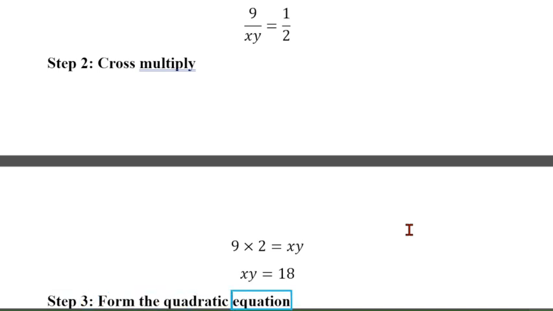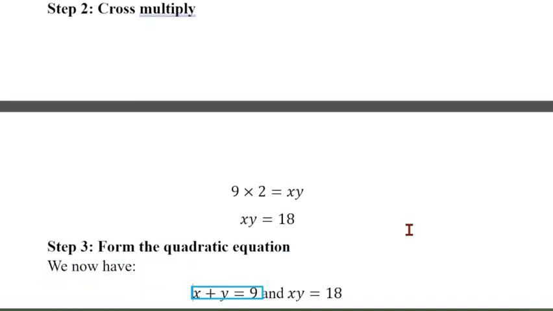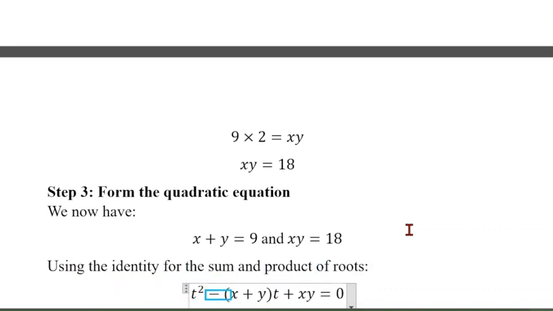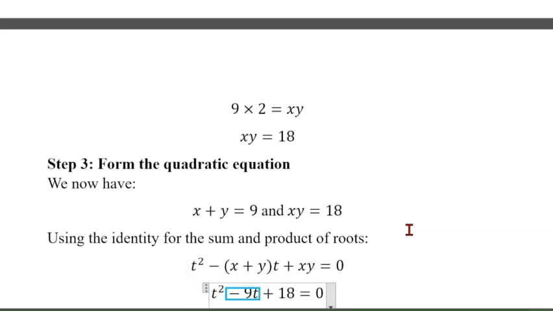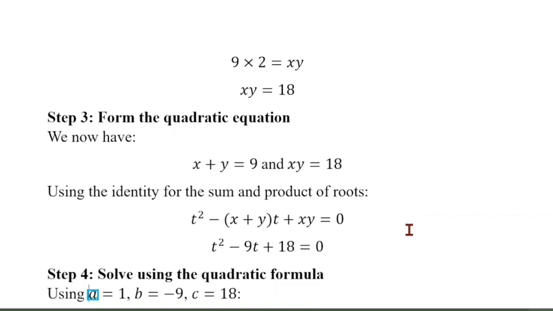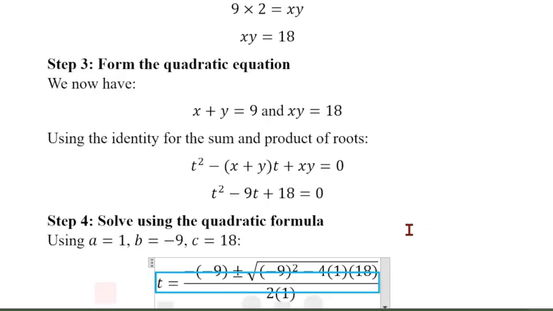Step 3. Form the quadratic equation. We now have x plus y equals 9 and xy equals 18. Using the identity for the sum and product of roots, t squared minus (x plus y)t plus xy equals 0. T squared minus 9t plus 18 equals 0. Step 4. Solve using the quadratic formula, using a equals 1, b equals minus 9, c equals 18. t equals numerator.